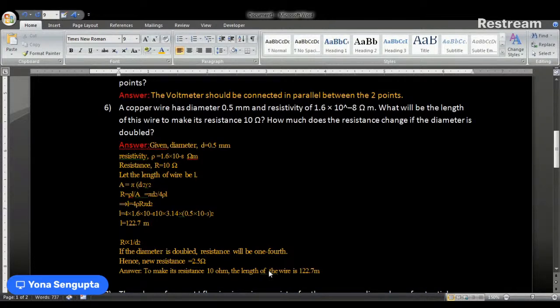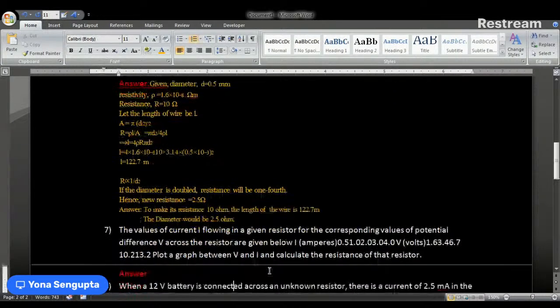And another question that is asked here is the diameter. The diameter would be 2.5 ohm. Okay, next what do we have?